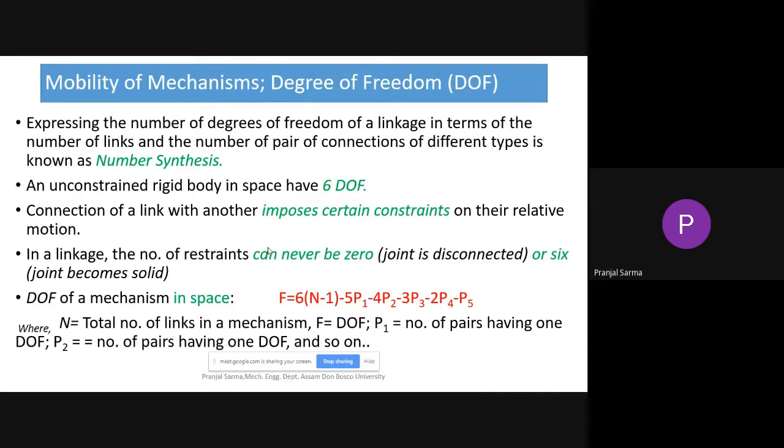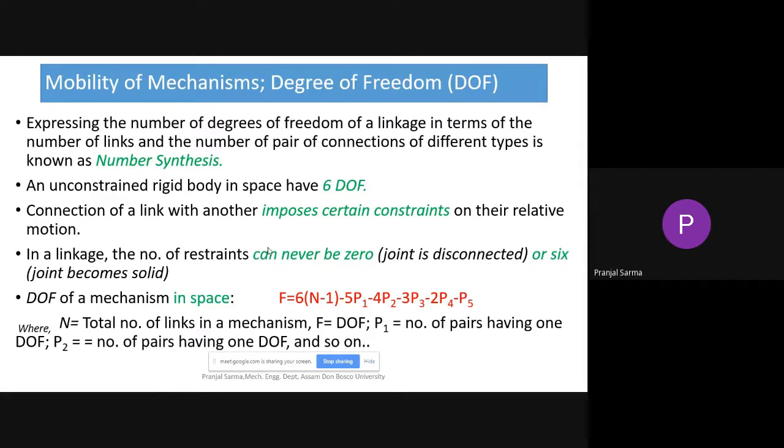So because of that, we have one equation for finding out the degree of freedom for a mechanism in space. So we are talking right now about space mechanism, not planar mechanism, but later on we'll come to it, this generalized equation we simplify for planar mechanism also. Okay, so how will we be able to find out the degree of freedom of a particular space mechanism?